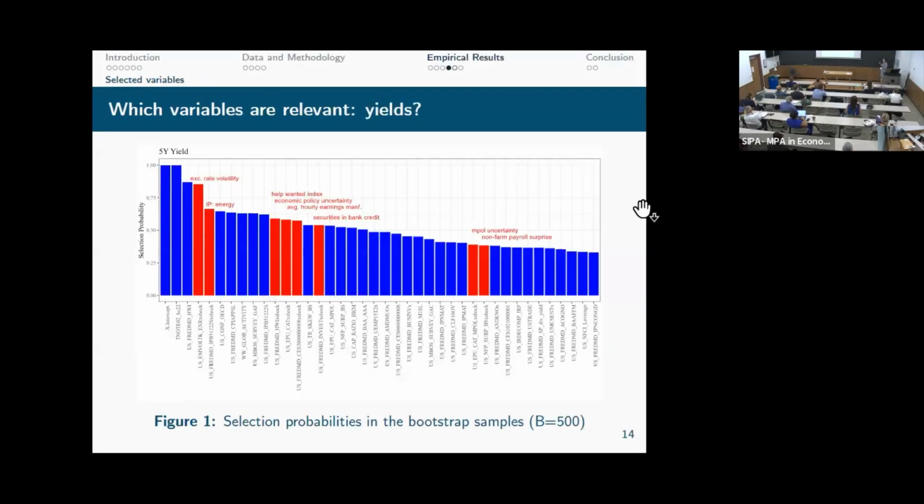So which variables are relevant for yields? Here, as you can see, this represents the selection probability in bootstrap applications. So exchange rate volatility is selected as the top variable. Then we have industrial production, energy, health quantity index, some uncertainty and non-farm payroll surprise. Also average hourly earnings in manufacturing. So it's a mixture of labor markets and output plus some volatility and uncertainty related measures.